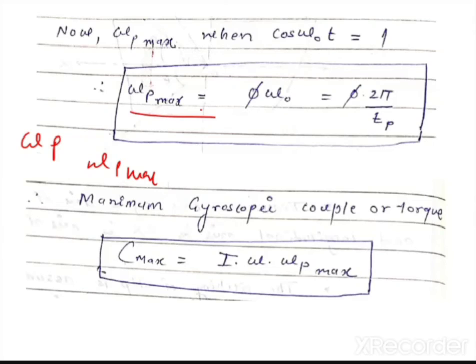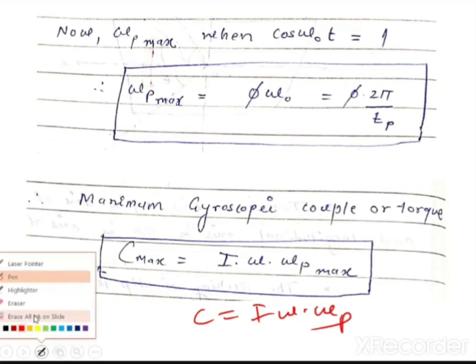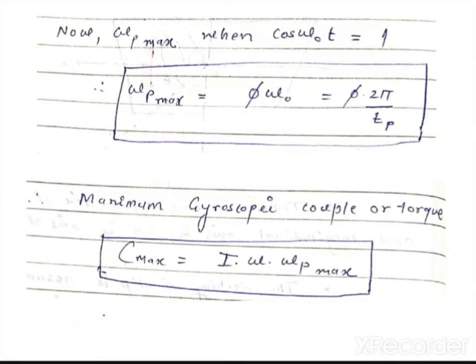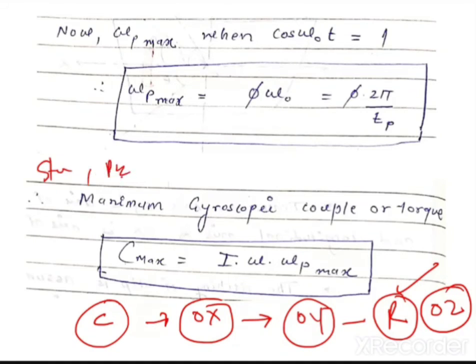Because finally, what will my maximum gyroscopic couple be? C max is equal to I omega into omega p max, because my basic formula is C is equal to I omega into omega p. So what is C? Gyroscopic couple. What is maximum gyroscopic couple? Whenever you are designing, the maximum gyroscopic couple should be I omega into omega p max. Is it clear? Okay. So finally, what we learned so far is that whenever I am applying this gyroscopic couple on the axis of spin OX, the axis of spin will turn or precess around OY, and that is why the reactive gyroscopic couple will be created on the third axis. And the effect of this reactive gyroscopic couple is what? That we have understood when the ship is steering and when the ship is pitching.